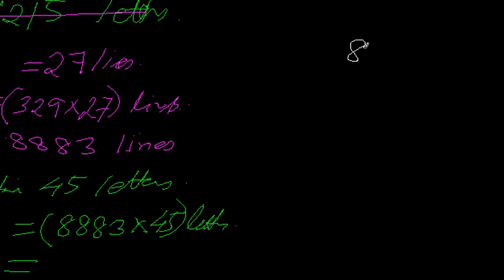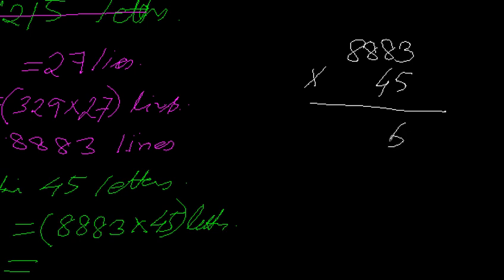We have 8883 into 45. First multiply with 5. So 3 5s are 15. We have 1 at hand. 5 8s are 40. Plus 1 will give you 41. And we have 4 at hand. Again 5 8s are 40. Plus 4 will give you 44. 4 here and 4 at hand. Again 5 8s are 40. Plus 4 will give you 44. That's my first line.